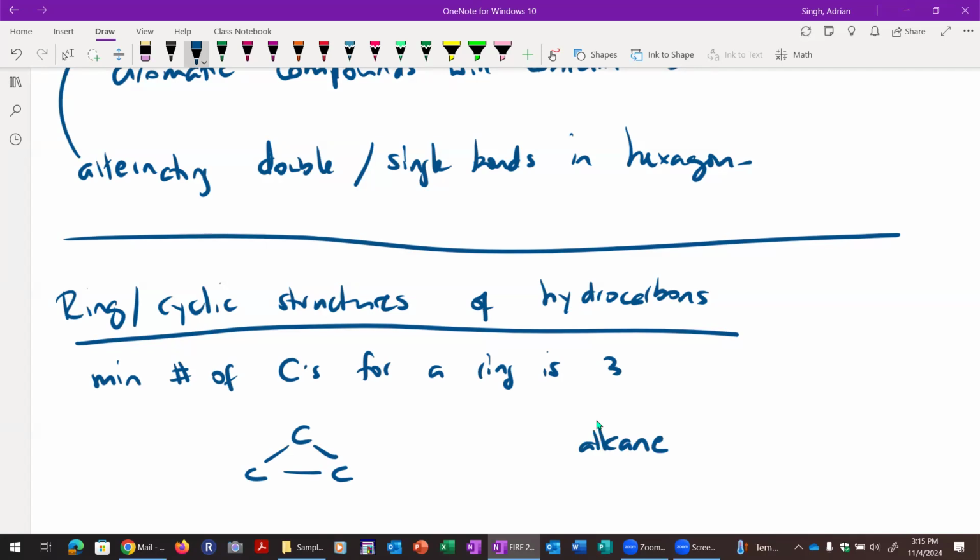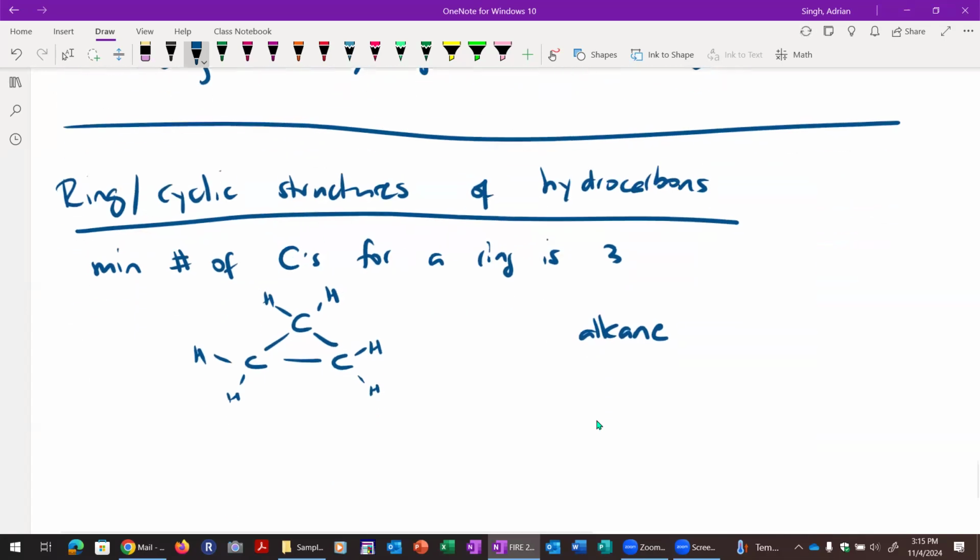So this carbon here at the top of the ring has two bonds right now. It needs two more. That's going to be to H's. This one here on the left has two bonds. It needs two more. That's going to be to H's. The one on the right has two bonds. It needs two more. That's going to be to H's as well. So the formula for this is we have three C's, and we have a total of 1, 2, 3, 4, 5, 6 H's. And we have three carbons.